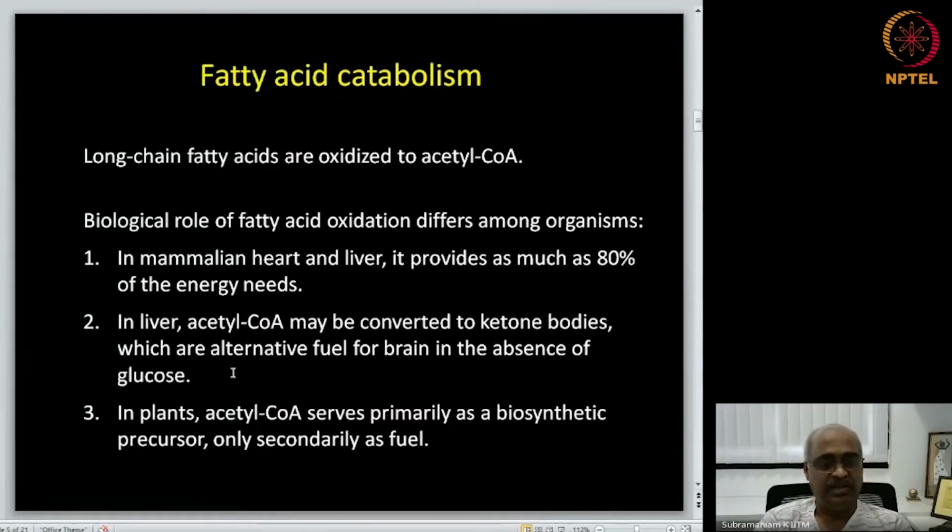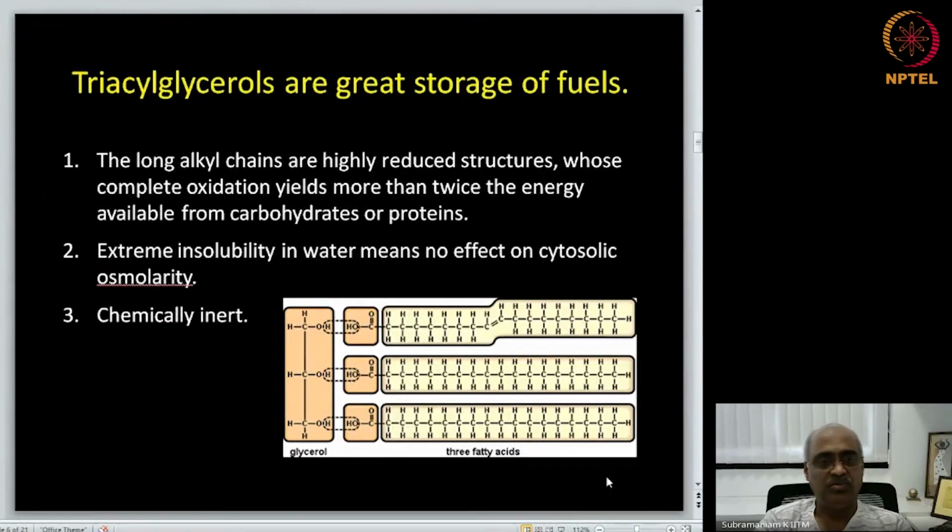So that is about liver. And in plants, it is primarily a precursor for biosynthesis of other molecules. Plants never use acetyl-CoA as a primary source of energy because they can make carbohydrates as they wish. So this is the general outline. And now we move on to the overall picture of digestion and transport of fat.